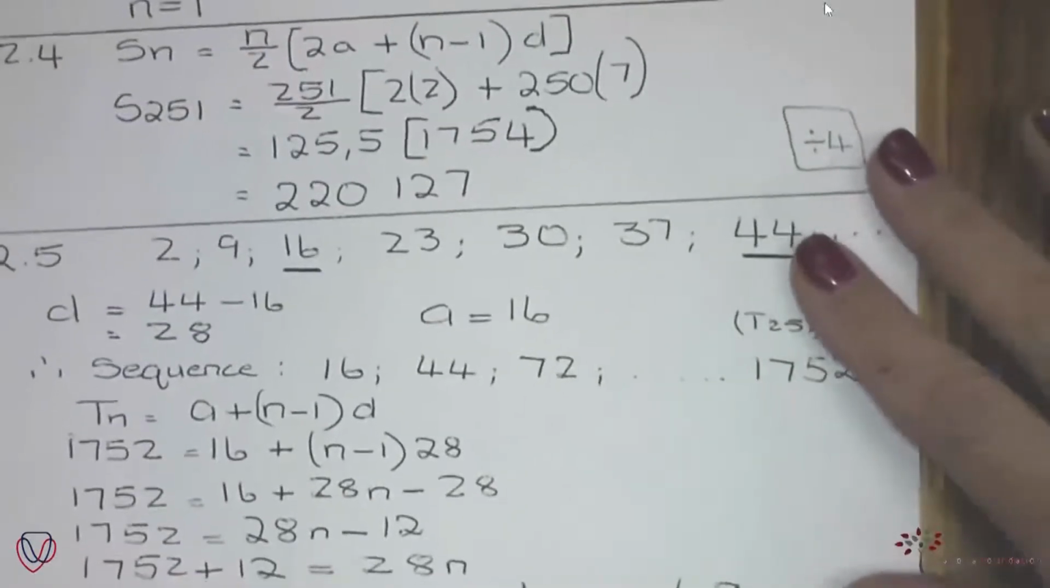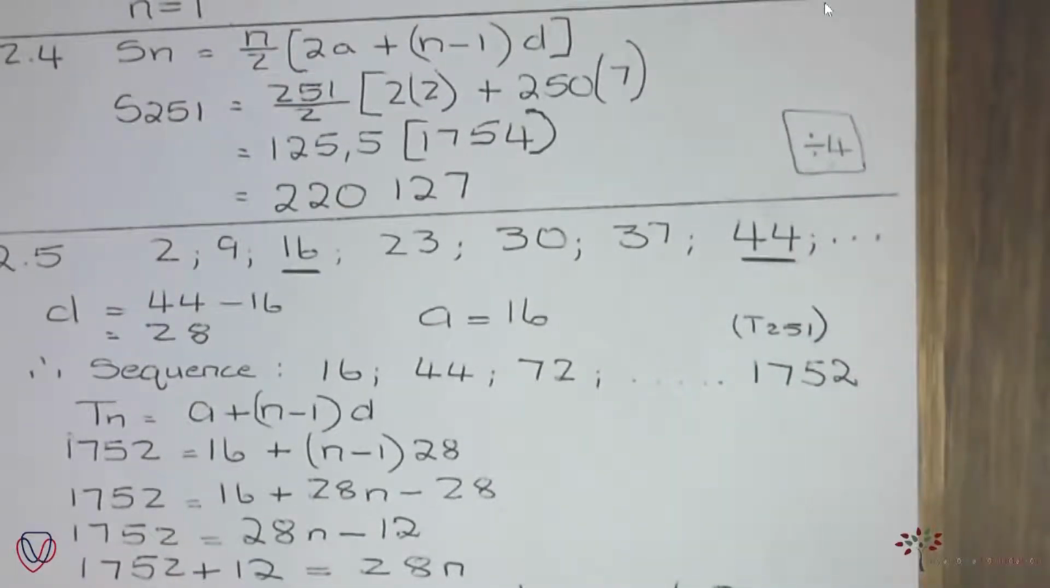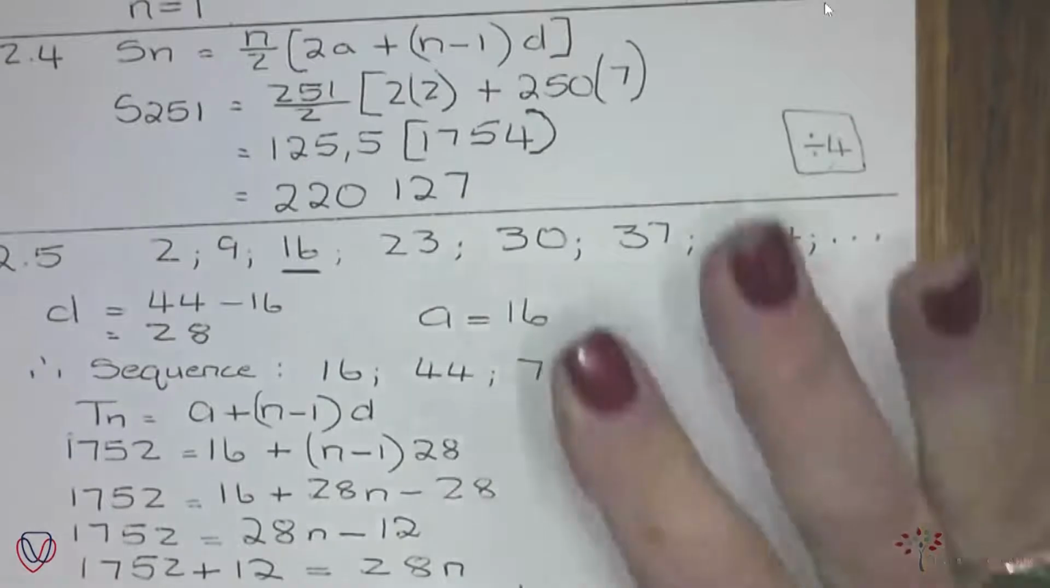People, n is not a whole number. There's something wrong. n should be a positive whole number or a natural number. But n can never be 0 or a negative. Have you got that? Very, very important. The n must be a positive natural number. Okay. Have you got this one?